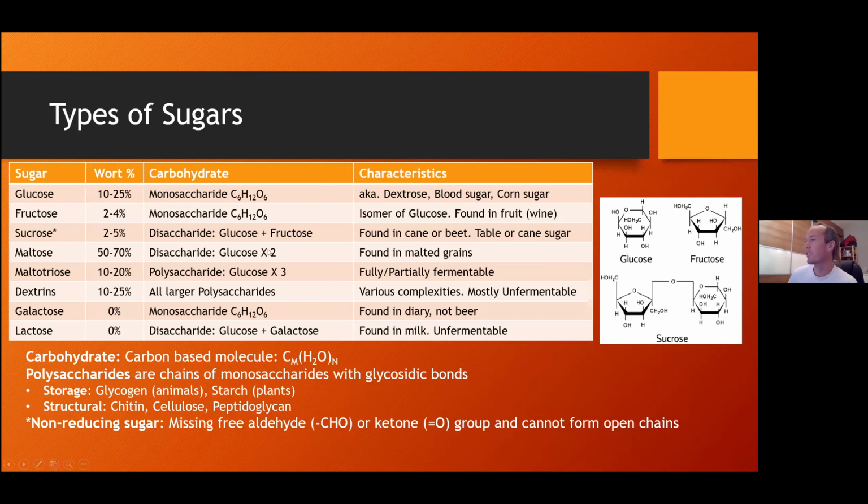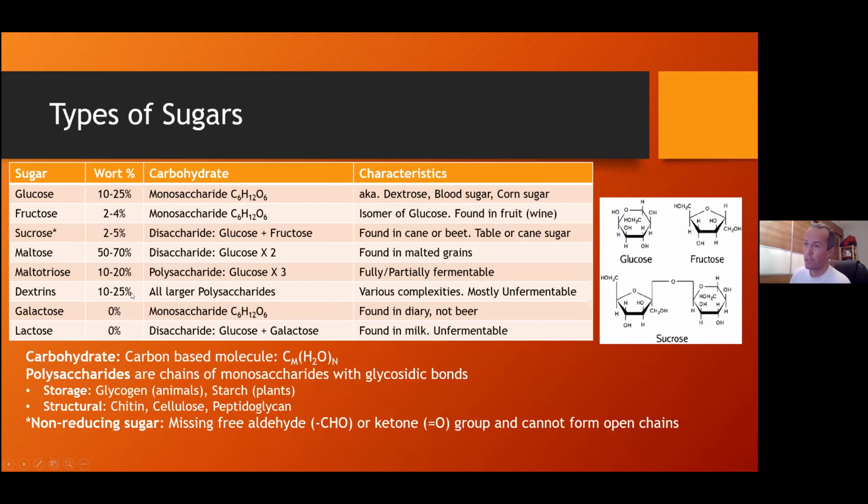At some point, they are no longer fermentable. When it gets too big, yeast just cannot ferment it, and then they're called dextrins. Maltotriose is a bit of a funny one: some yeasts can ferment it, others can't, so it's fully or partially fermentable, and so on. This is where your fermentability comes in with different yeasts.